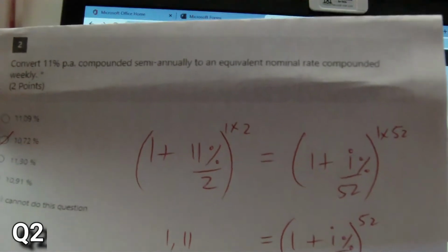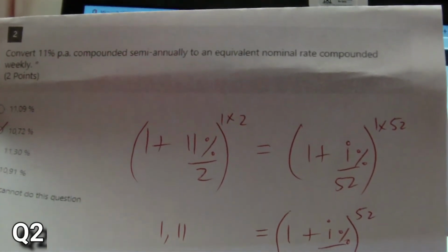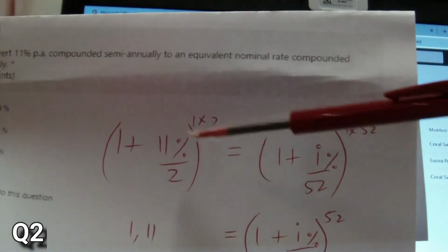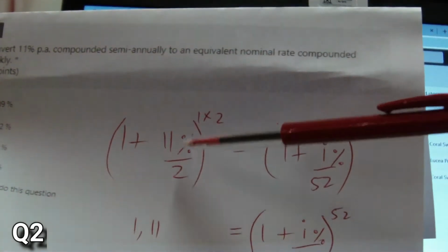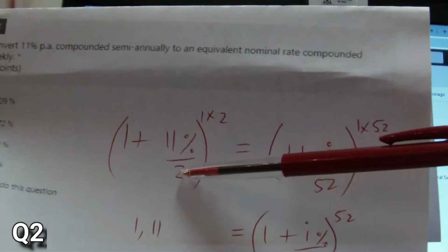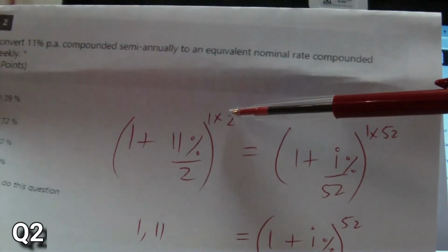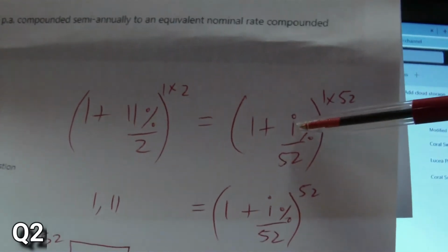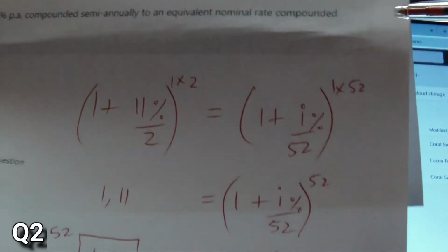Okay, you've got to convert an 11% per annum compounded semi-annually to an equivalent compounded weekly. Here is the semi-annually scenario. 11% divide by 2, and we've just put it in for 1 year, but you've got to times by 2. That will be equal to this other one, 1 plus some interest rate divided by 52, also for 1 year times 52.